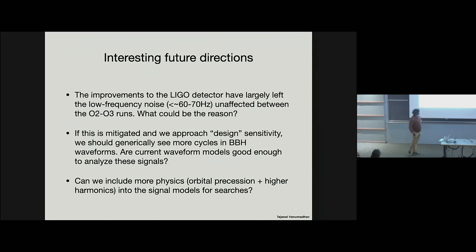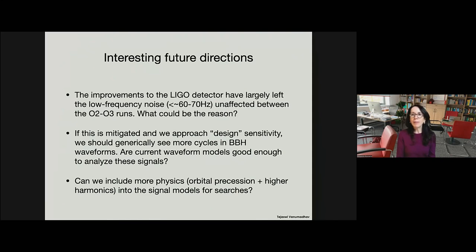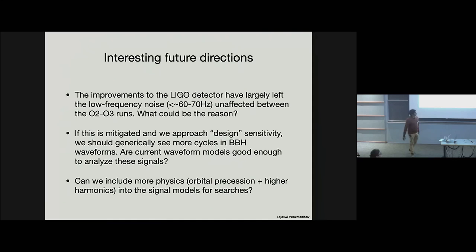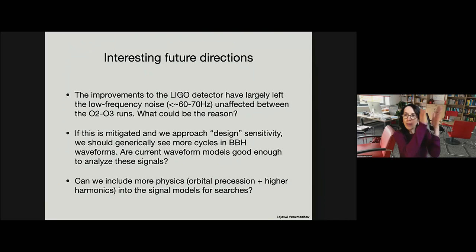Okay, maybe you want to leave. This is the last slide, after this there is just the conclusion. So maybe we can talk about this if there are no questions. I'll just leave the interesting future directions up here. Okay, thank you very much, Teja.